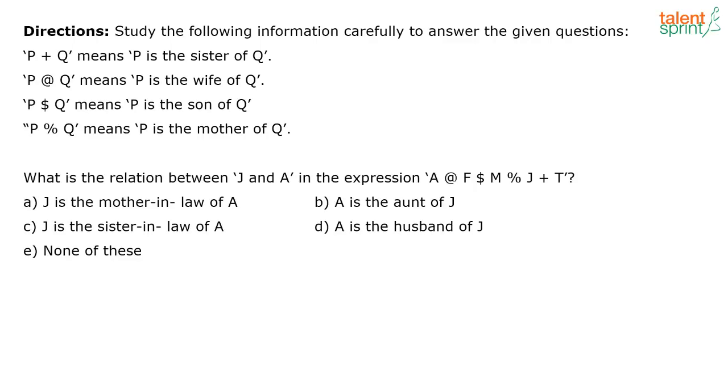Yes, Gaurav very rightly said, correct. Now next question: what is the relationship between J and A in the expression given? Let us now try to represent this expression in terms of a blood relation so that it's easier for us to solve. A ampersand F means A is the wife of F. So A is a female, F is a male.